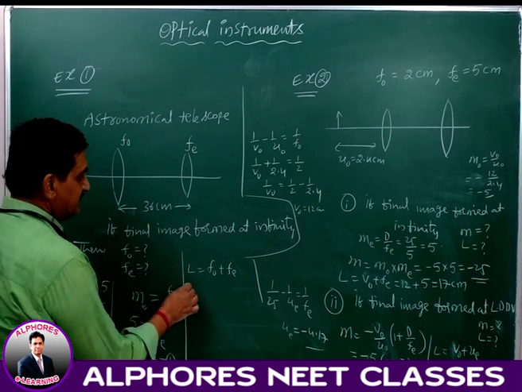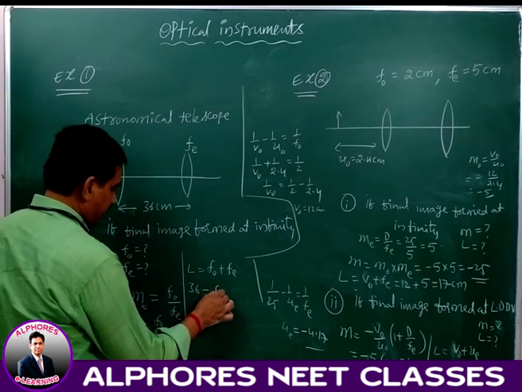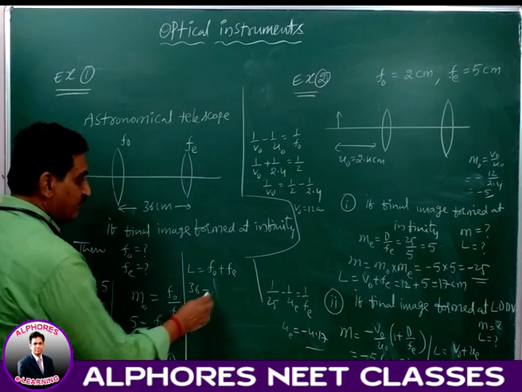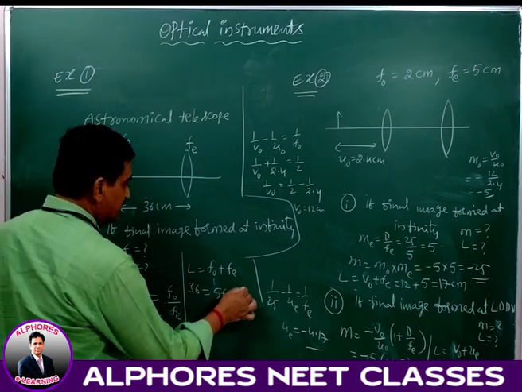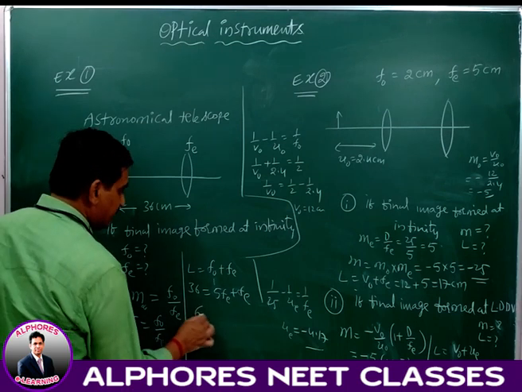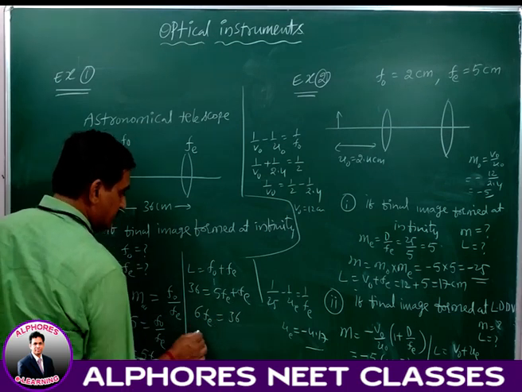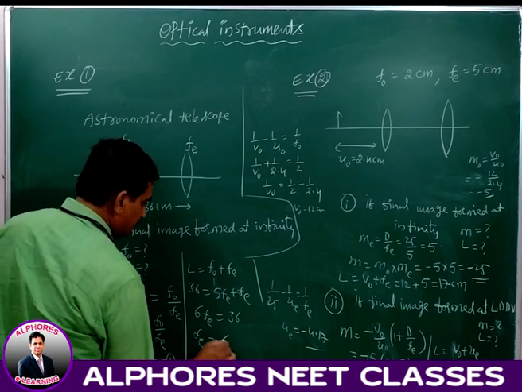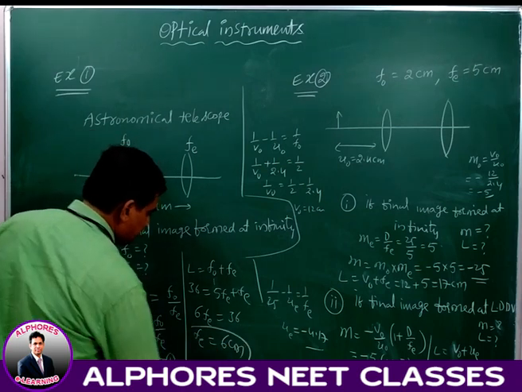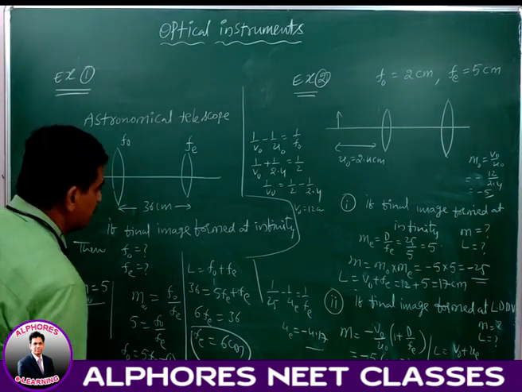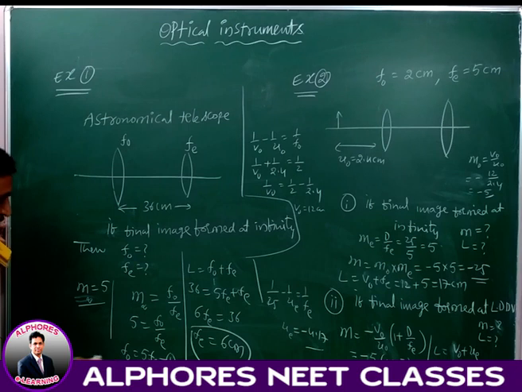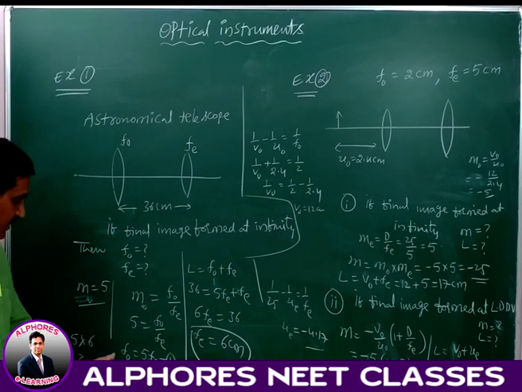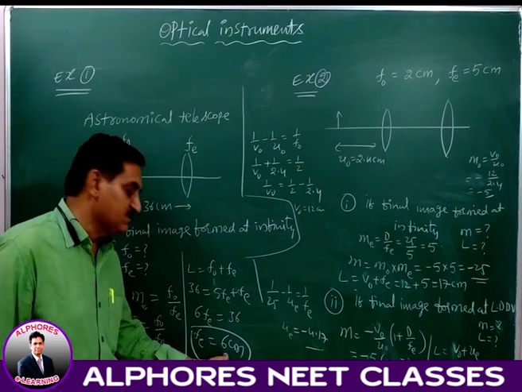Now L is given as 36 centimeters. Put it here: that equals f0, which is how much here? 5 fe. 5 fe plus fe. Total, it is 6 fe is equal to 36. fe is equal to 6 centimeters. When fe is equal to 6 centimeters, we can find f0 from this formula. f0 is equal to 5 into fe, which is 6, that is 30 centimeters. So the objective lens focal length is 30 centimeters, and the eyepiece focal length is 6 centimeters.